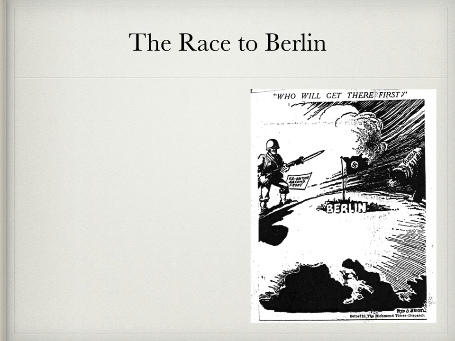So now the race to Berlin begins. It's really after those successful D-Day landings that the war changes tone, and we see a big shift in favor and momentum for the Allied forces. So the race to Berlin, we have our political cartoon. Who will get there first? Who's going to get to Berlin?